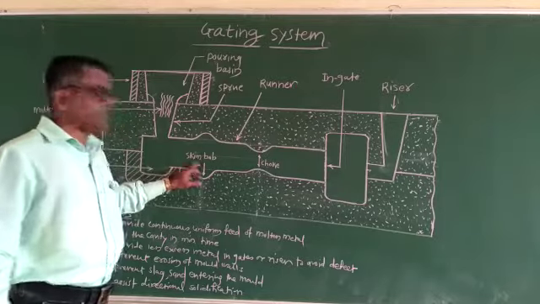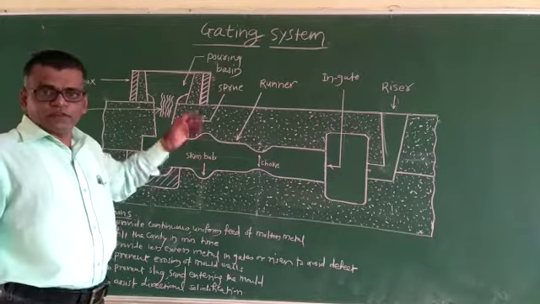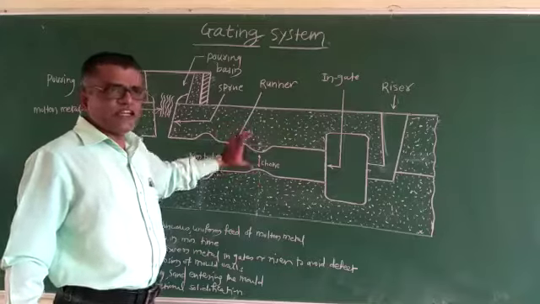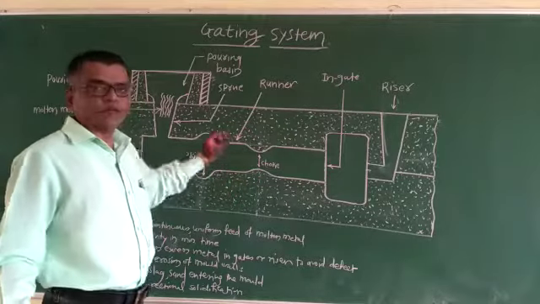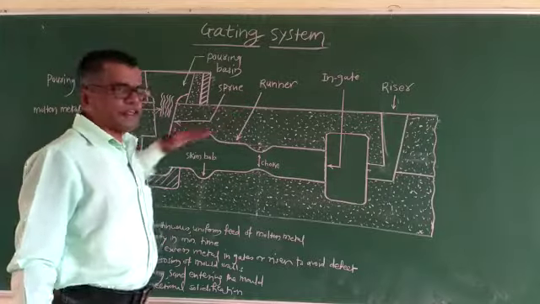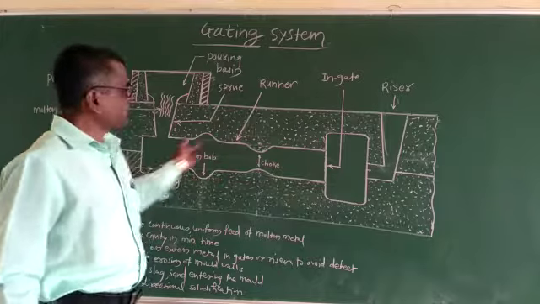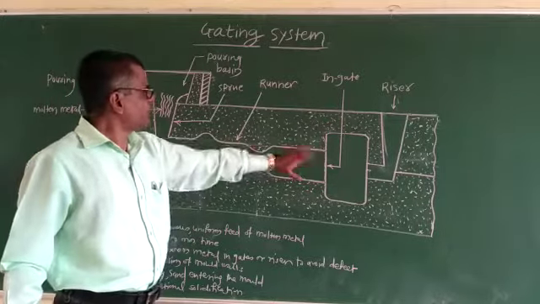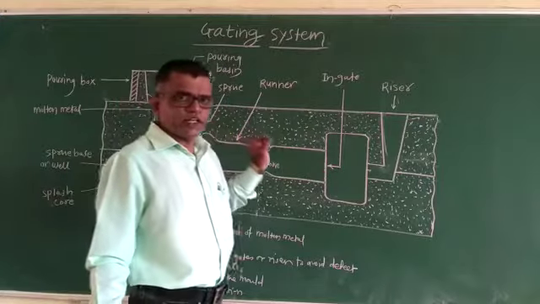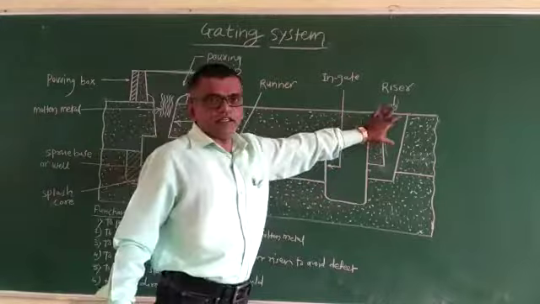This is the skin ball, the enlargement that is made in a runner to trap the impurities. This is the choke, the cross section in this area is decreased to control the metal flow rate, that is done with the help of the choke. This is the runner, a horizontal channel which connects the screw base to the ingate or the cavity. Then this is the ingate, a channel which connects the runner to the cavity, and the riser.